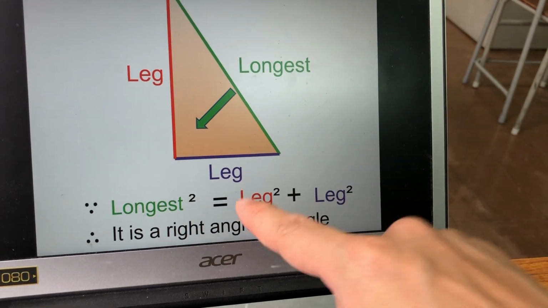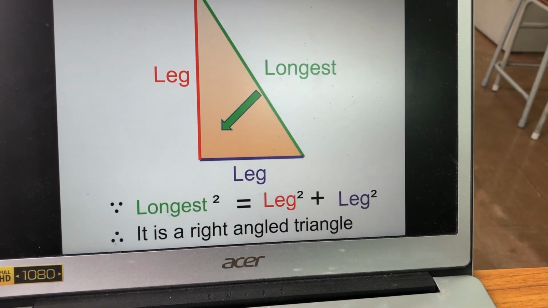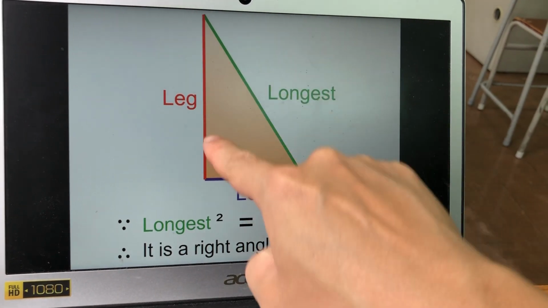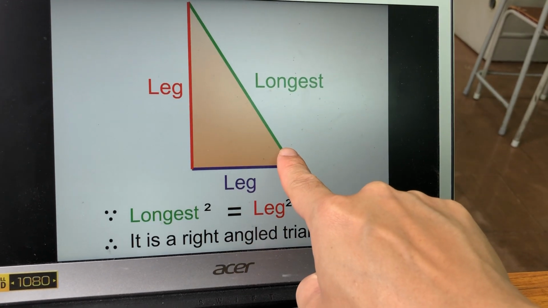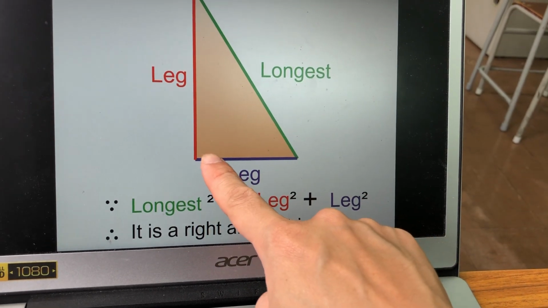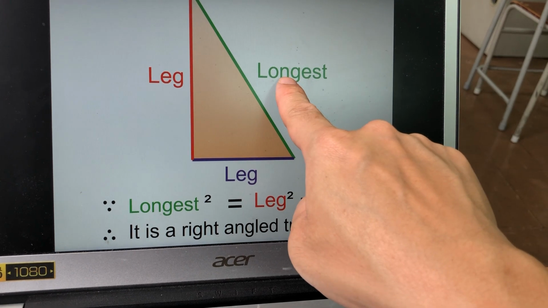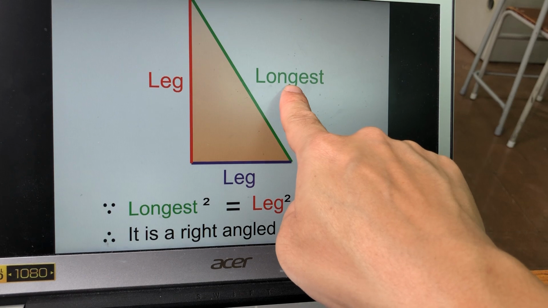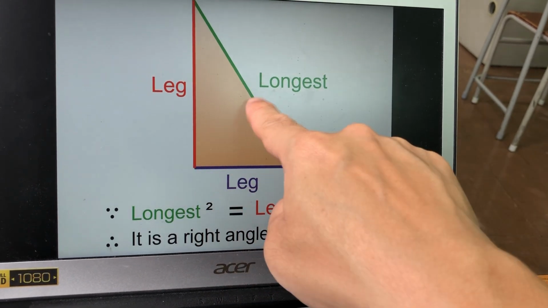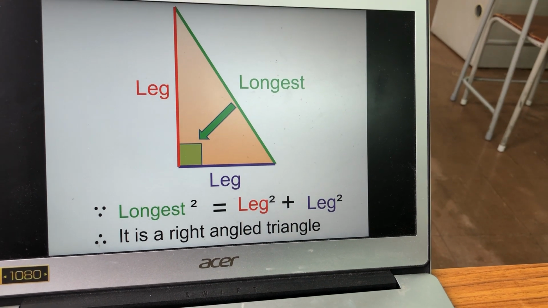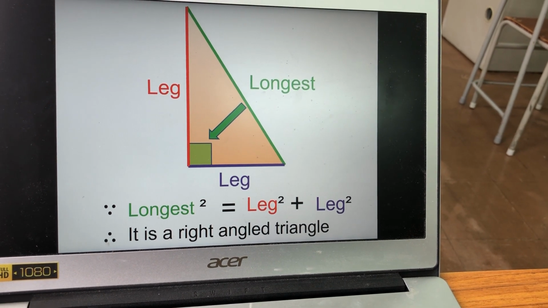And for a right angle triangle, there must be a right angle, right? Which one is the right angle? This one, this second one, or the third one? The second one, because you know that the right angle must be the one opposite to the hypotenuse, because it is a right angle triangle. So the longest length, this one is the hypotenuse, the opposite angle. So this angle is the right angle. Okay?